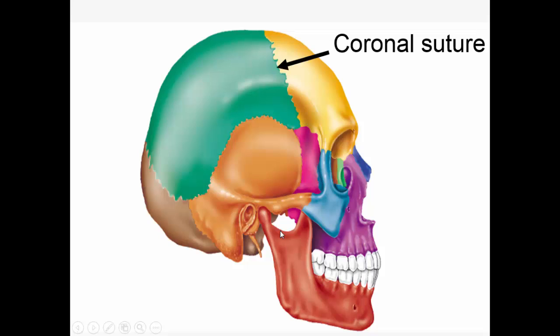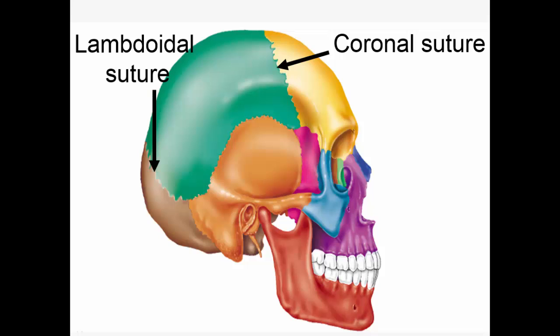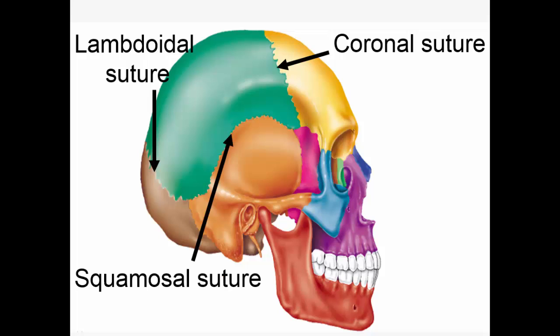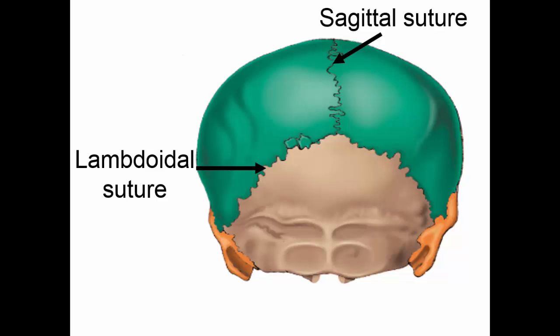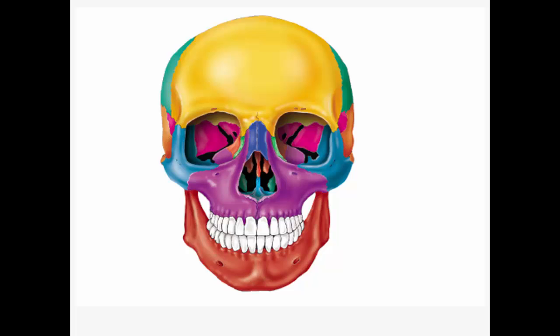The bones are held together by joints known as sutures. These are synarthroses. They have no movement. The coronal suture is the suture between the parietal bones and the frontal bone. The lambdoidal suture is between the parietal bones, the occipital bone, and the temporal bone. And the squamosal suture is primarily between the temporal bone and the parietal bone. If we look at the skull from the back, you see a better view of the sagittal suture, the one that holds the two parietal bones together, and you also see how the lambdoidal suture primarily connects the occipital bone with the parietal bones.